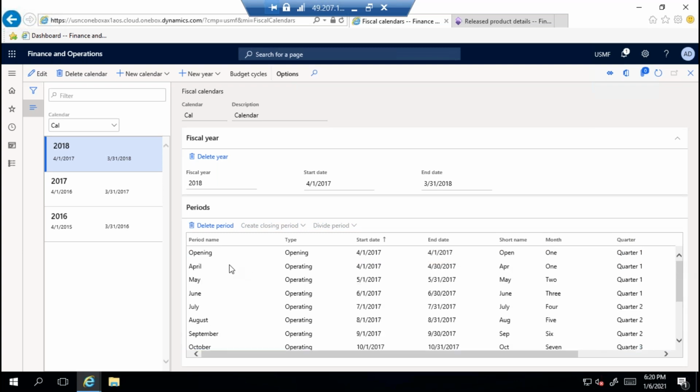Here, suppose you want to divide this one into periods. While creating a new calendar, suppose I'm creating a new calendar.